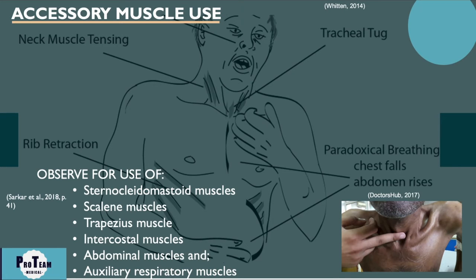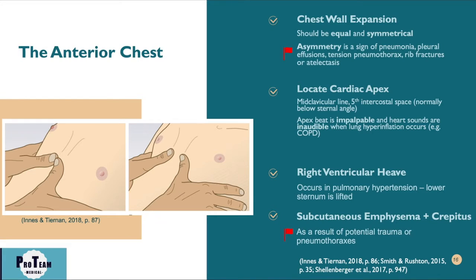Next, observe for accessory muscle use. Here is where I add palpation. After gaining consent, place both your hands on the patient's chest wall to feel for the chest expansion on breathing. Chest wall expansion should be equal and symmetrical. Asymmetry is a clinical red flag as it is suggestive of pneumonia, pleural effusions, tension pneumothorax, and rib fractures.